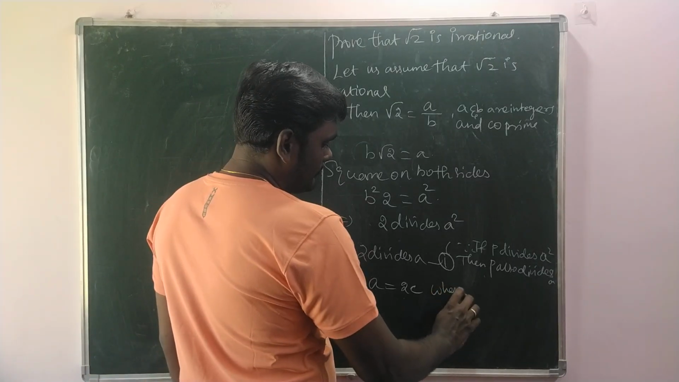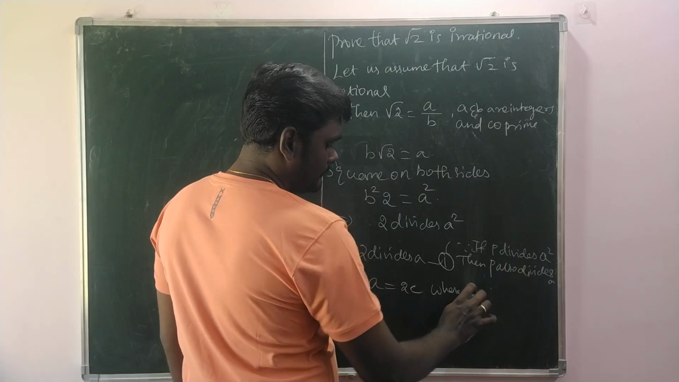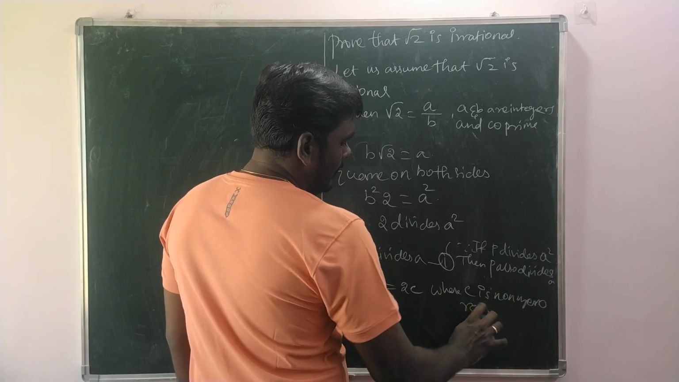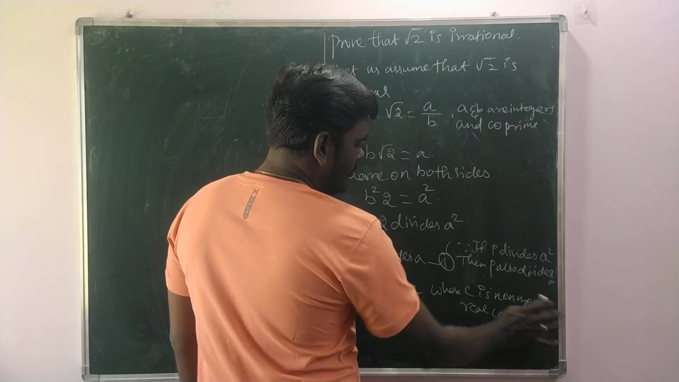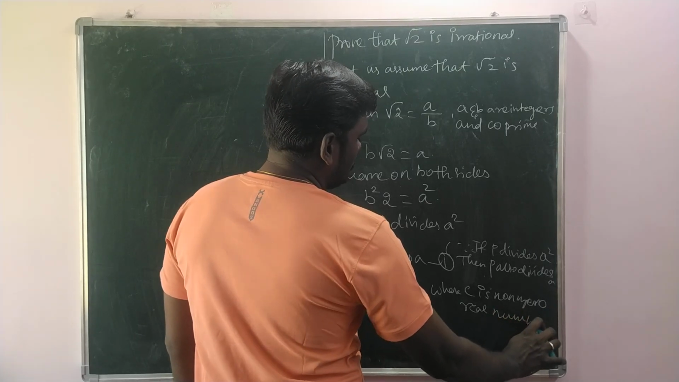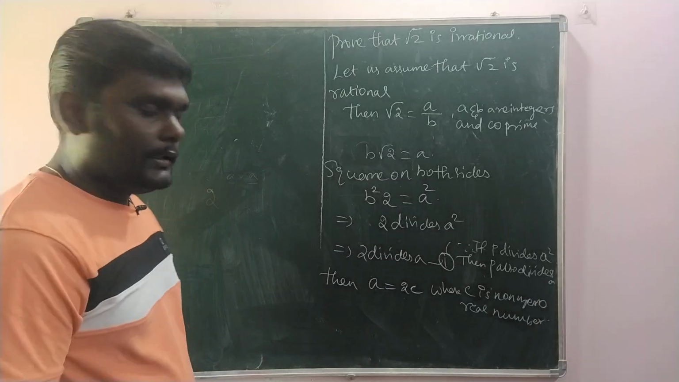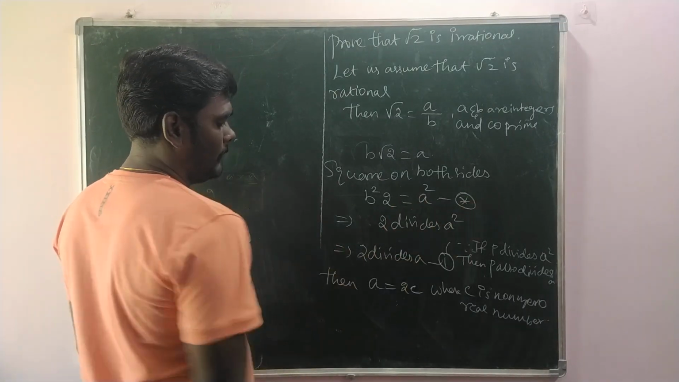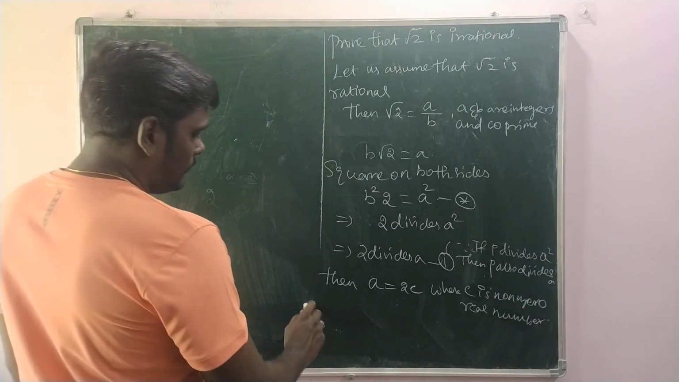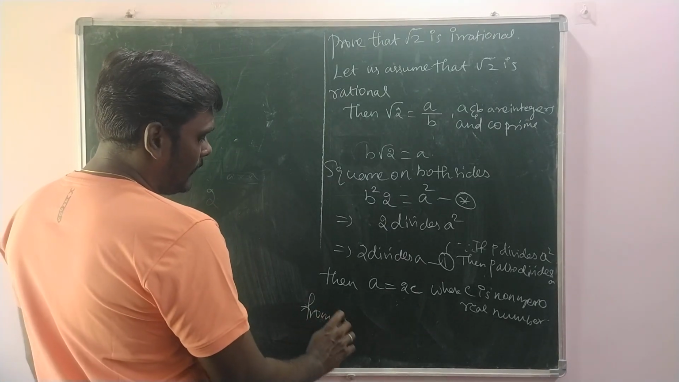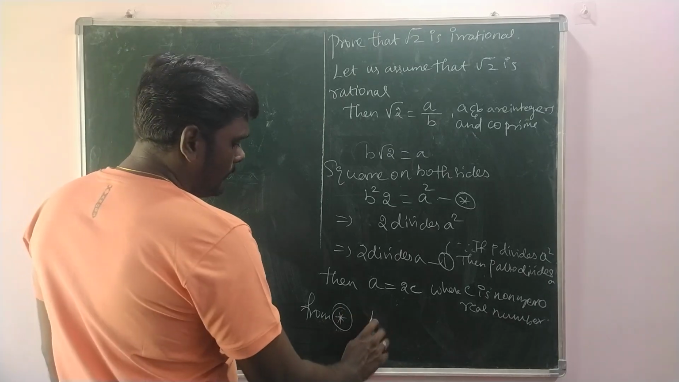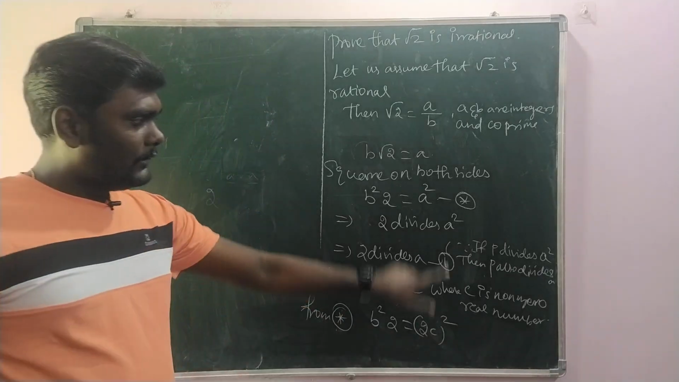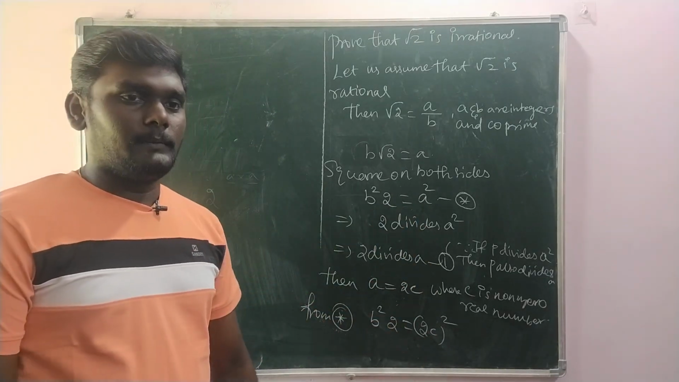Where c is a non-zero real constant. Non-zero real number. Okay. Now substitute this in the equation. We make it a star, whatever. Okay. So then from this star equation, b square 2 is equal to 2c whole square. What I did? Instead of a, I substituted 2c.